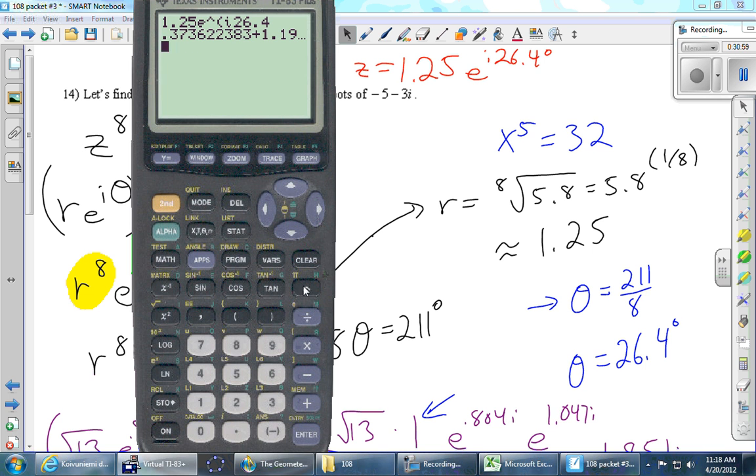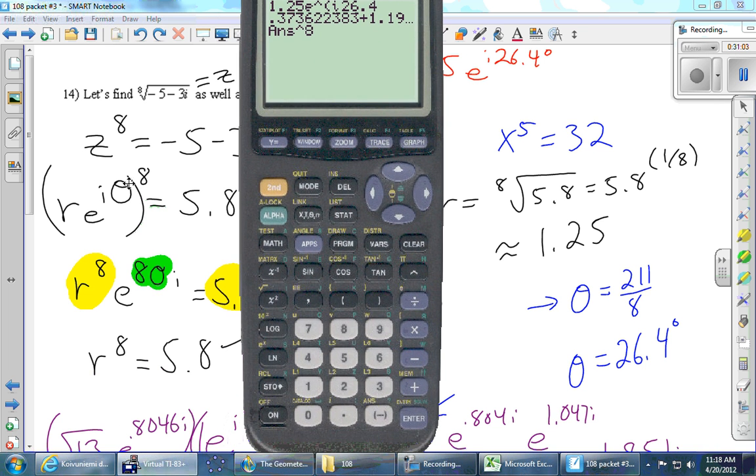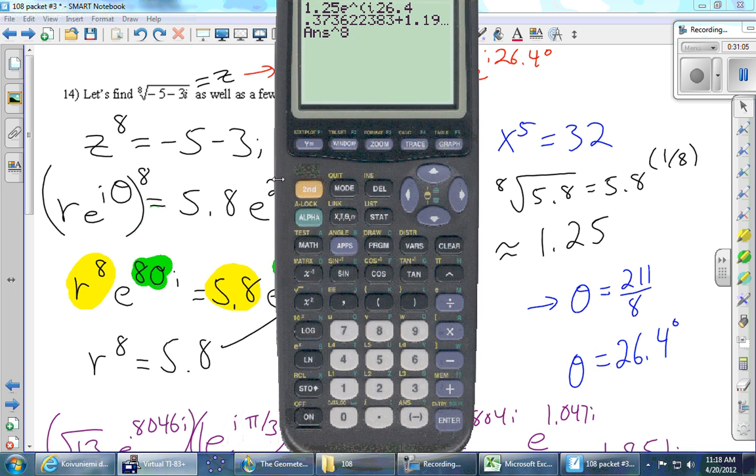And if I take it and raise it to the 8th power, what should I get? Take the answer and raise it to the 8th power. I should get that negative 5 minus 3i. Okay, we have significant rounding issues, but that's not what I'm after here. What did we say we were going to get? Negative 5 minus 3i.